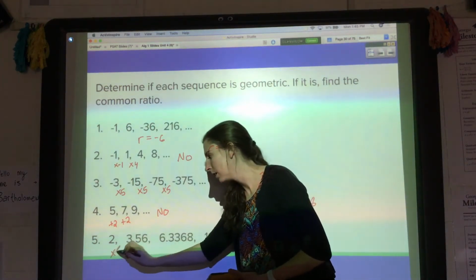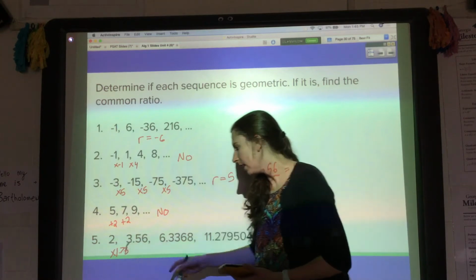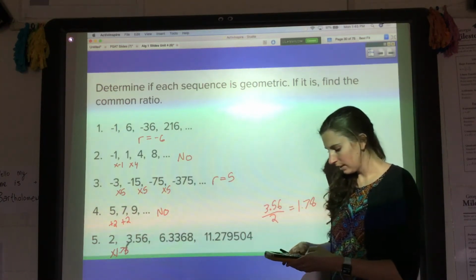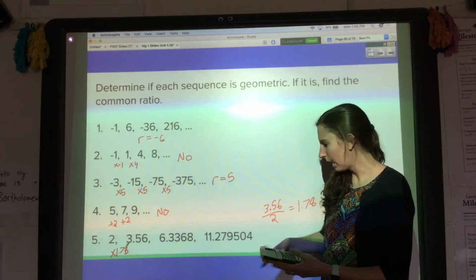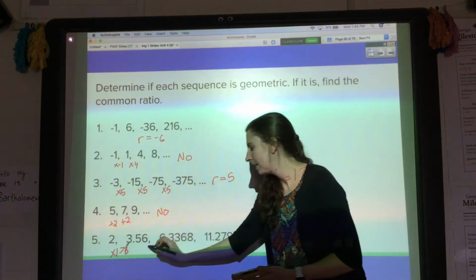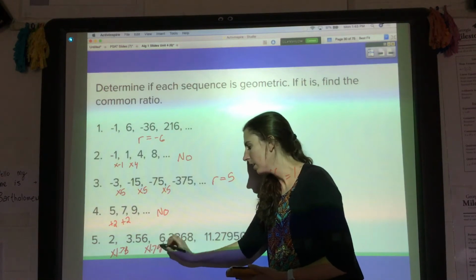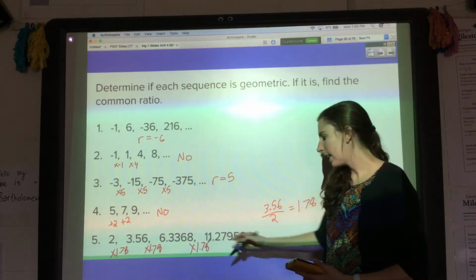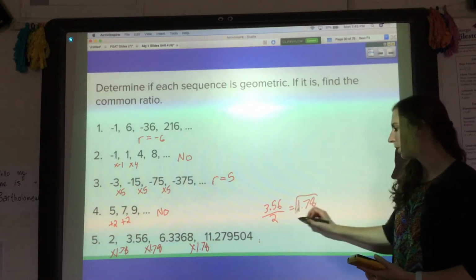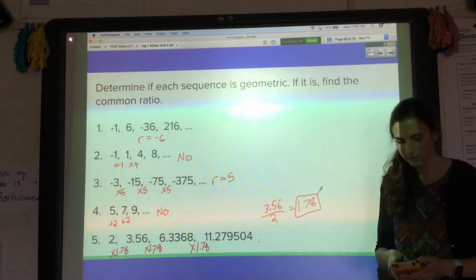Let's see if that works. So times 1.78 here. If I do 3.56 times 1.78, will I get this? And yes, I will. So that worked. And then try it one more time, and that will work as well. So in this case, the R value is 1.78, and it is geometric.